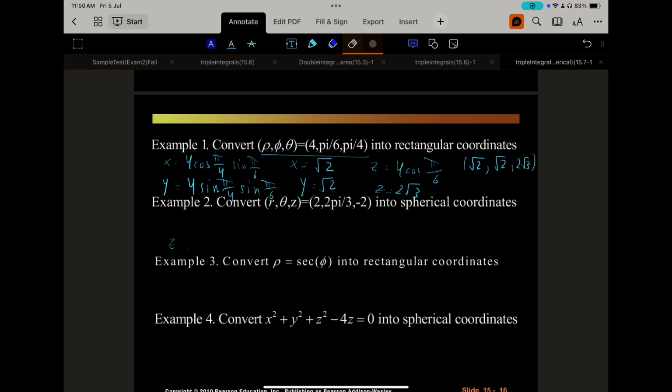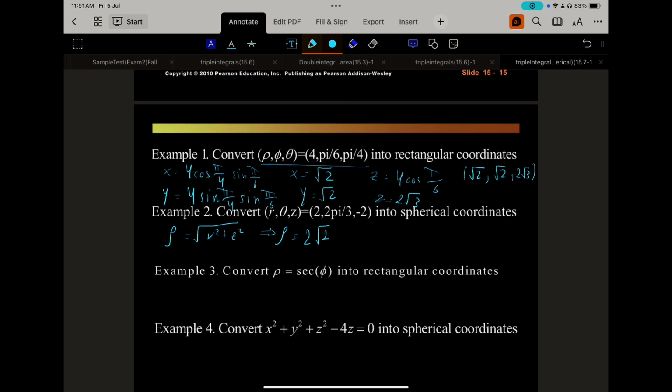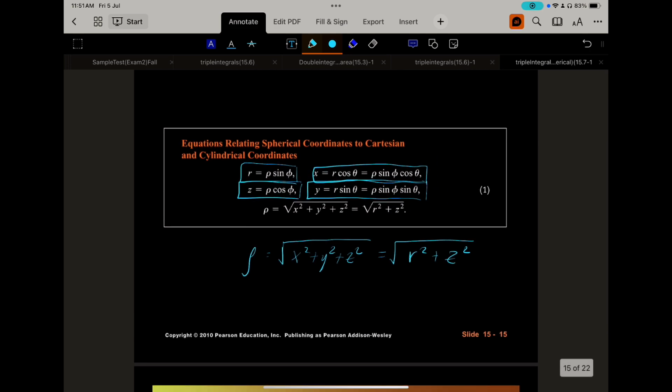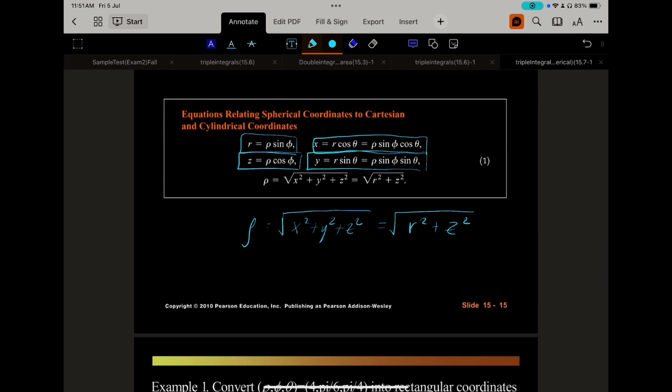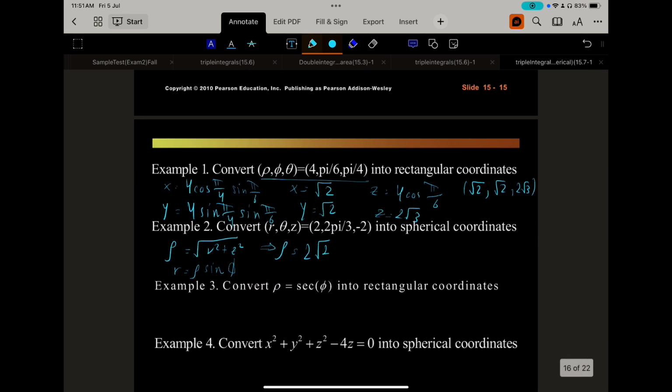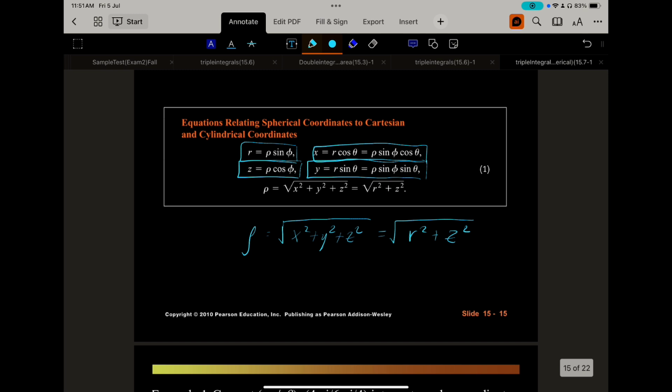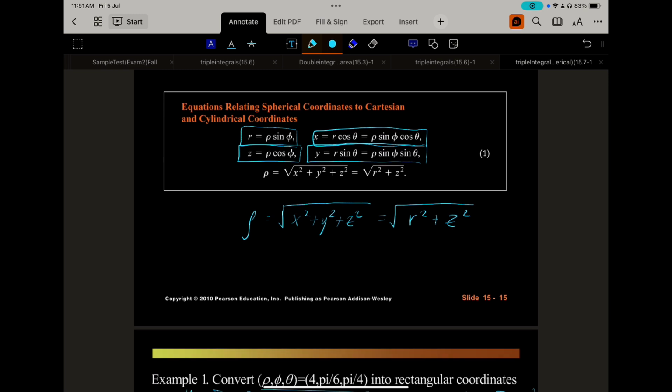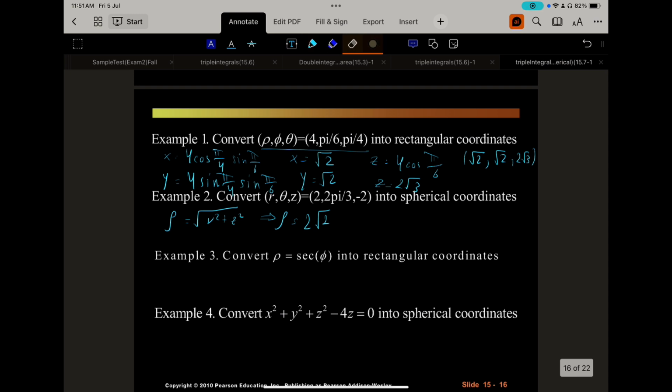So first, let's find rho. We can easily find rho by using this formula, r squared plus z squared, and we have r and z, so rho is basically the square root of 2 squared plus negative 2 squared, which is 2 root 2. Now since we found rho, we can find the rest. r equals rho sine of phi, but we do not have phi, we have theta. Since we have theta, we might need to convert first to rectangular coordinates, and from rectangular coordinates we can convert to spherical coordinates. So x equals r cosine theta.